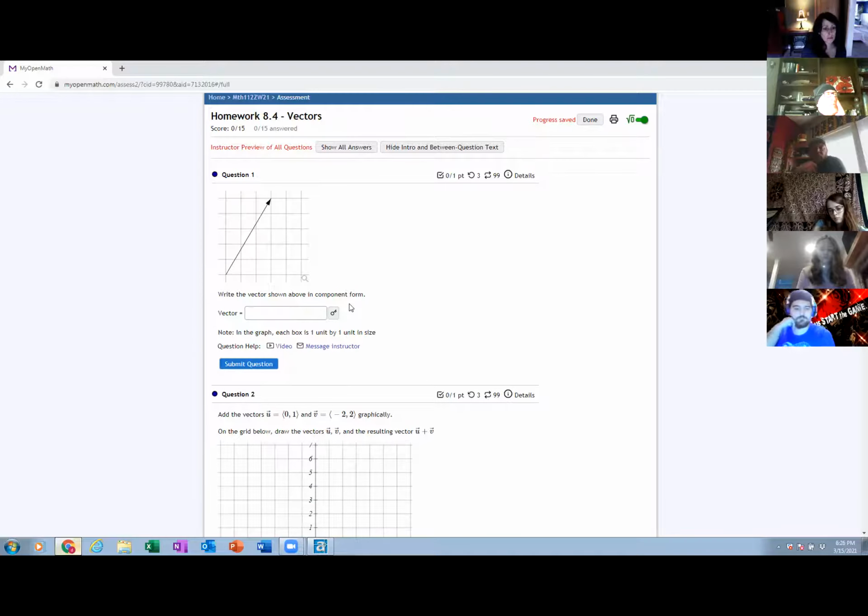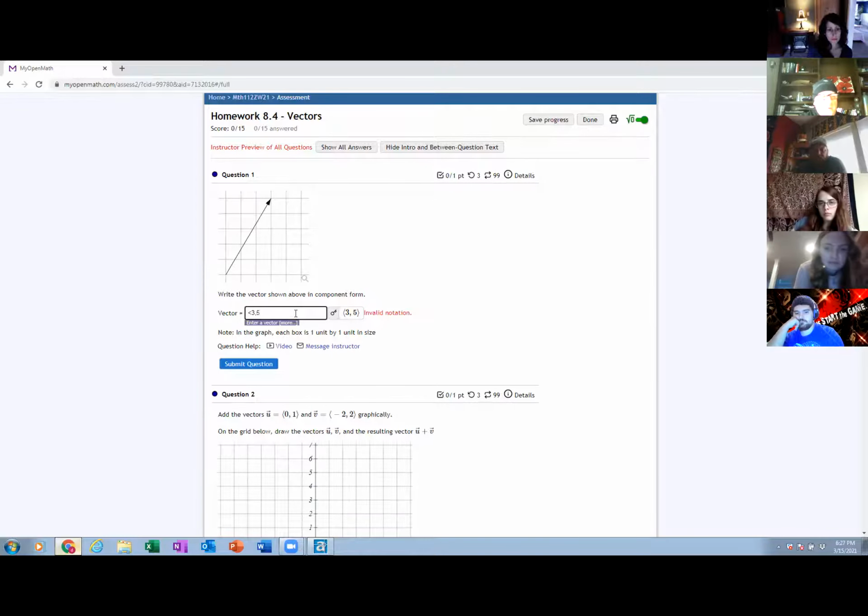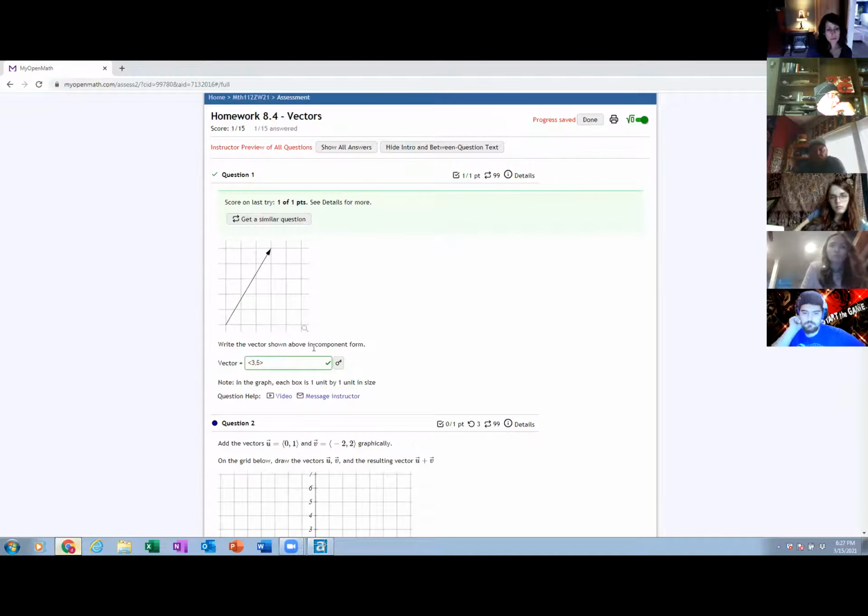And all they say is write the vector shown in component form. Can you just read that right off the graph based on the boxes? Yes. Isn't that right? 1, 2, 3, and then up 1, 2, 3, 4, 5. It's right 3 and up 5. It's 3, 5. It's not the ordered pair 3, 5. It's the vector symbol 3, 5. So, bam. Let's see, how do I get those brackets? Is that just a less than and an equal sign? I actually don't know the answer to this, so let's try it right now and find out. I'm just using the greater than and less than signs. Yeah. So that's what you're typing for those little V's, if you will.